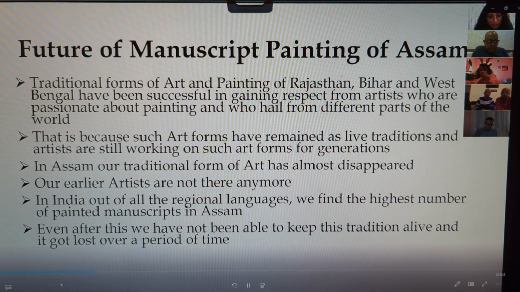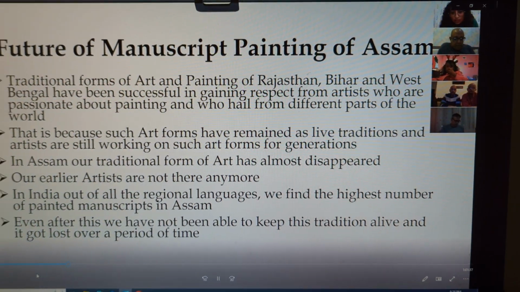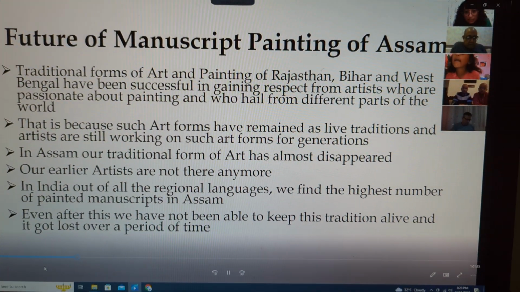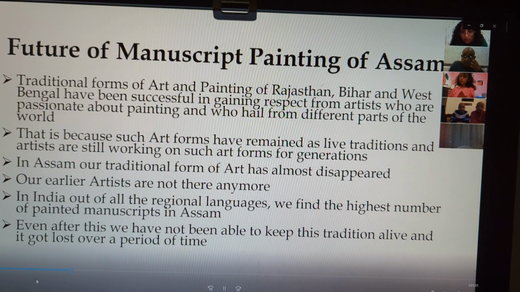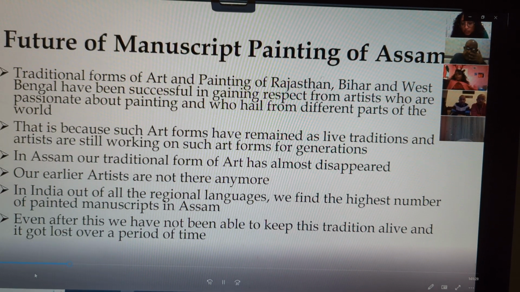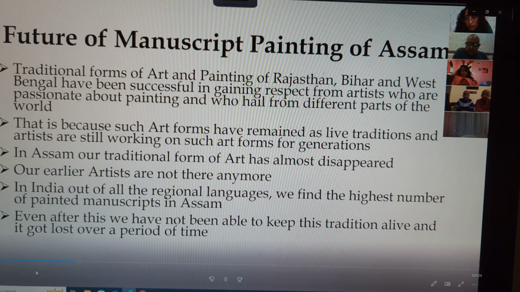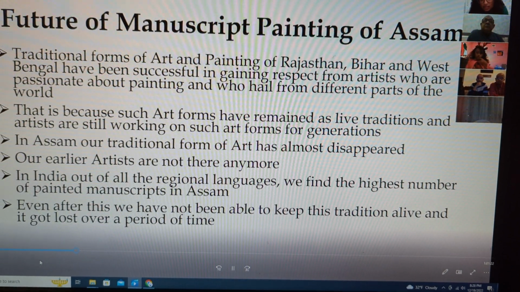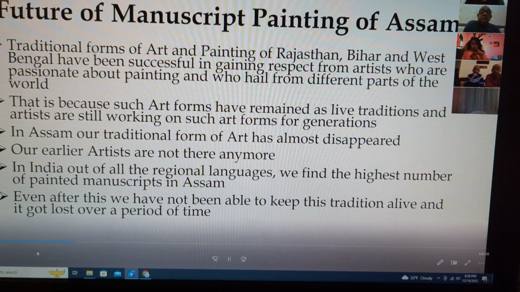And the interesting part is that in India, out of all the regional languages, we find the highest number of painted manuscripts in Assam. Even after this, we have not been able to keep this tradition alive, and it got lost over a period of time. Whereas manuscript painting of Rajasthan, West Bengal, and Bihar have been a successful story.